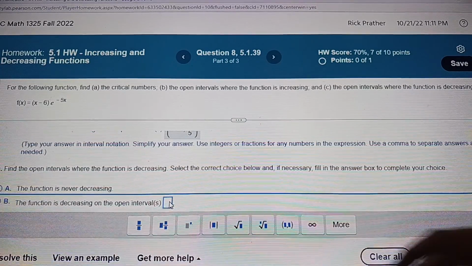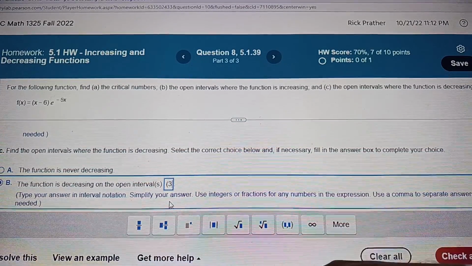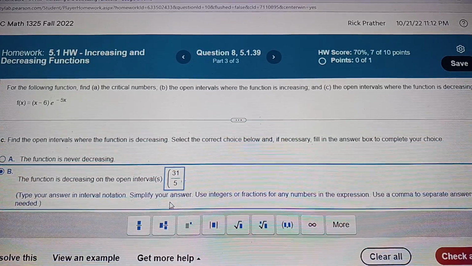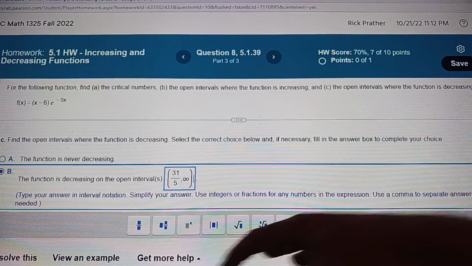And then from 31 over 5 all the way to positive infinity, it's going to be decreasing forever after, without even knowing what the graph looks like.